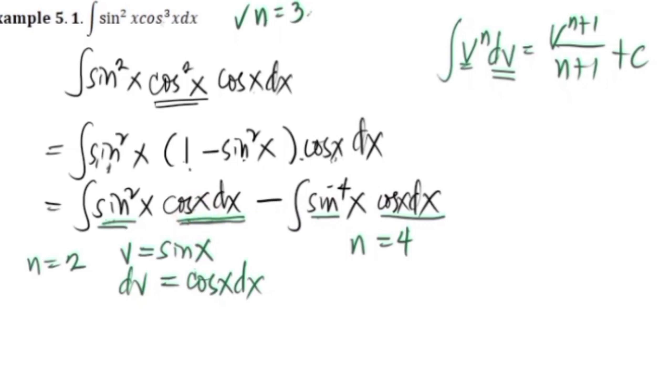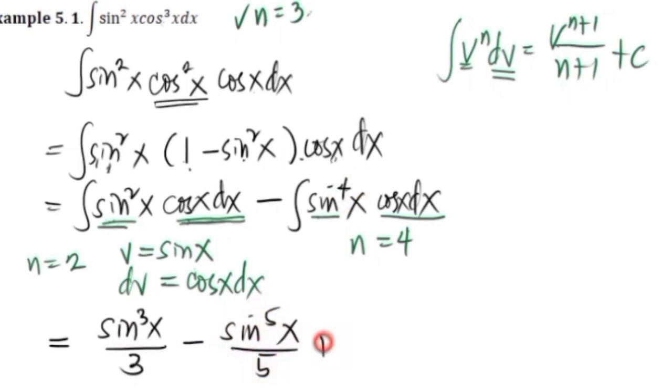Hindi ko na siya ipakita ng katulad ng ginagawa natin sa previous na topic natin. So, that would be sine. So, your n is 2 plus 1. So, that would be sine cube x over 3 minus n plus 1. So, that's sine to the fifth x over 5 plus c, and this is our answer.